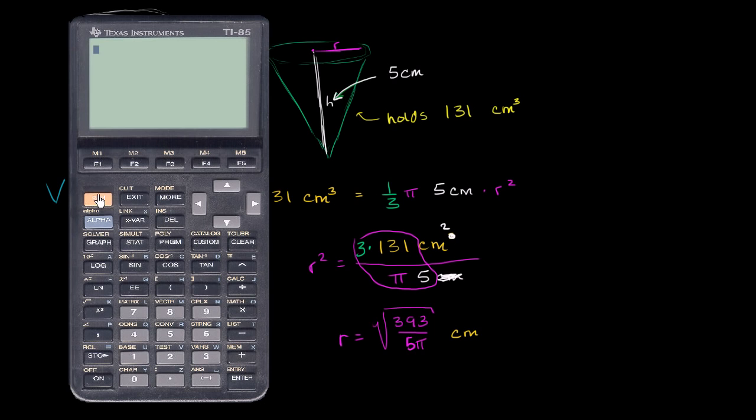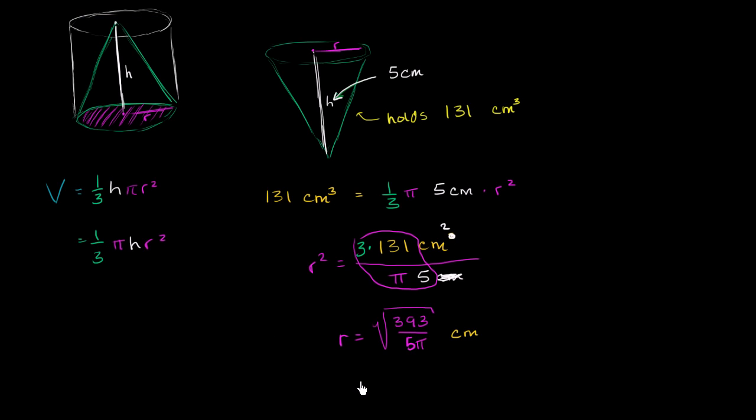So let's get our calculator out to actually calculate this kind of messy expression. Square root of 393 divided by 5 times pi is equal to about 5. Well, it's pretty close. So to the nearest tenth, it's pretty much 5 centimeters. So our radius is approximately equal to 5 centimeters, at least in this example.